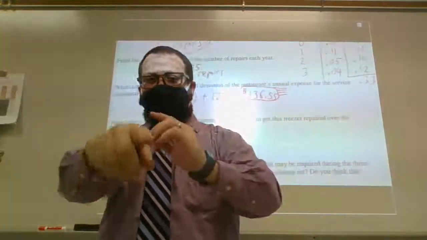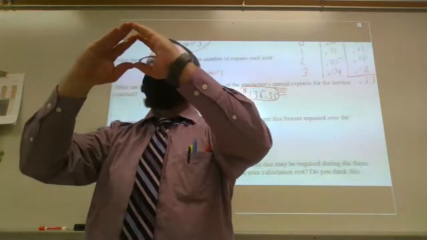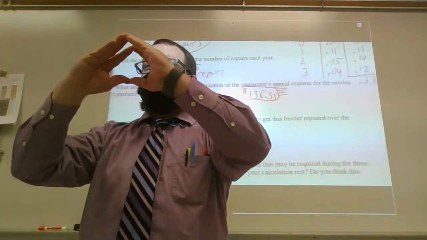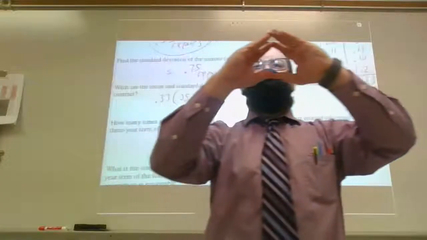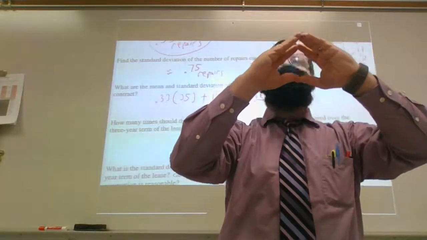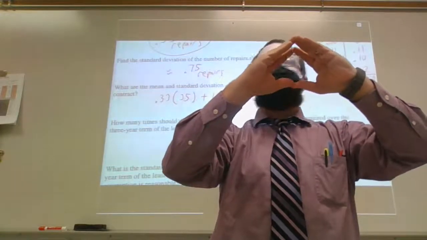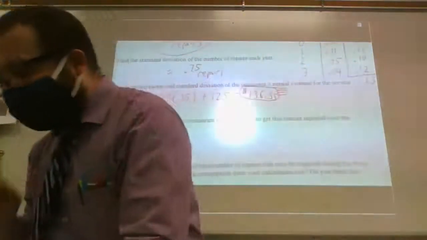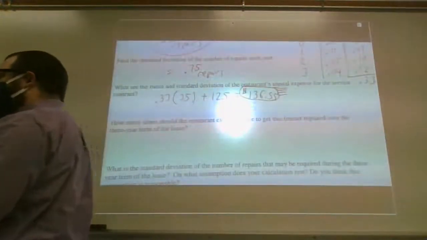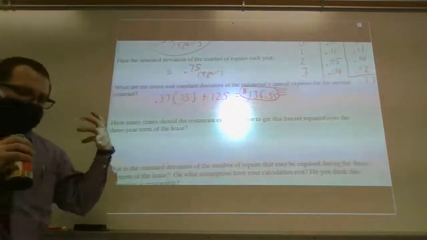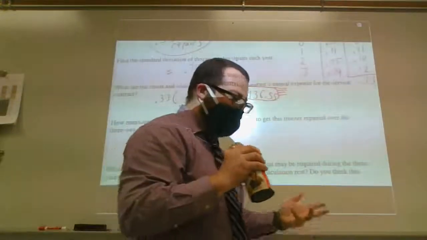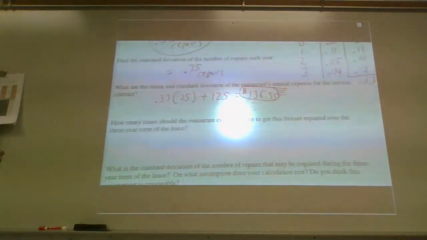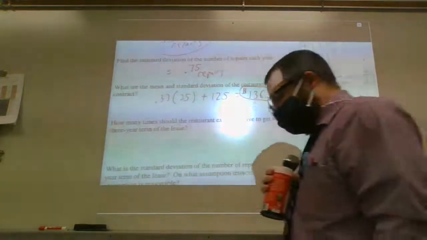I'm trying to put it on the live stream as well. Pretend this is a normal curve. If I took every single data point and I added 5 to it, it would just shift over like this, thus changing the mean, but not changing the standard deviation. Standard deviation would just be the same, because standard deviation is a measure of spread. It shows how spread out your data is, how varied your data is, how consistent your data is.